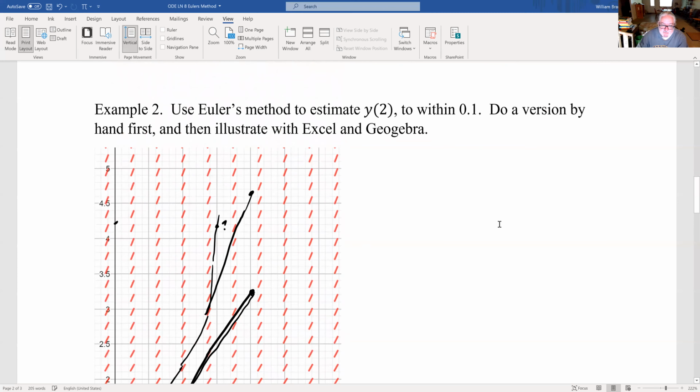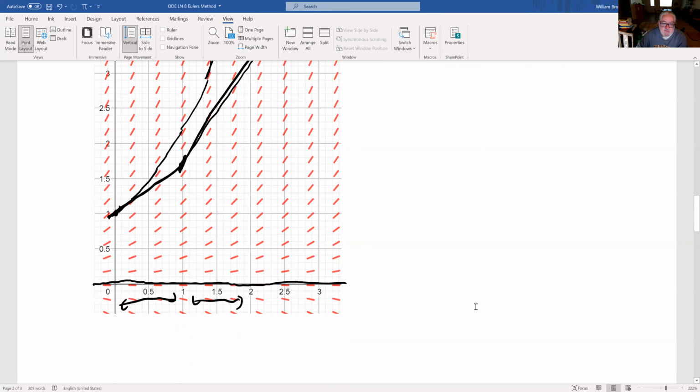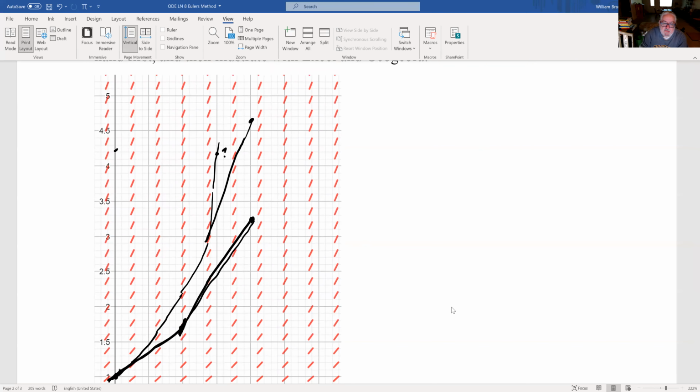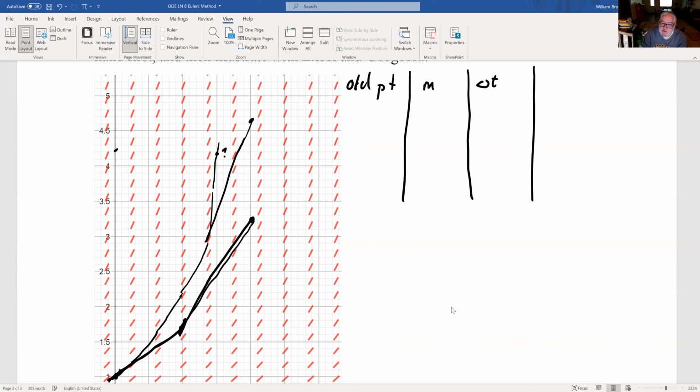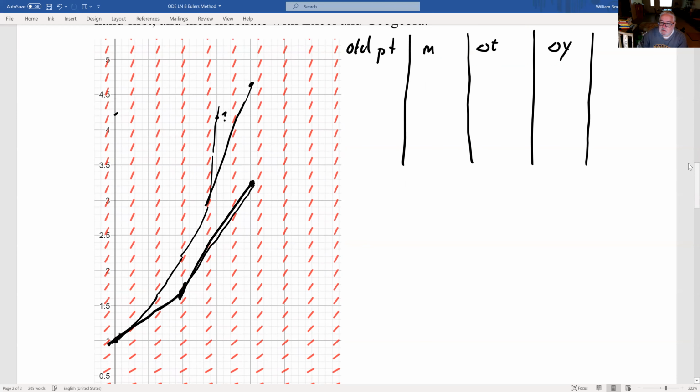So how does this work? So we'll set up a little table. Did I set up the table down here? No, it's okay. So old point, slope m, delta t, delta y. I have to move this out of the way so I can see what I'm doing. And new point.